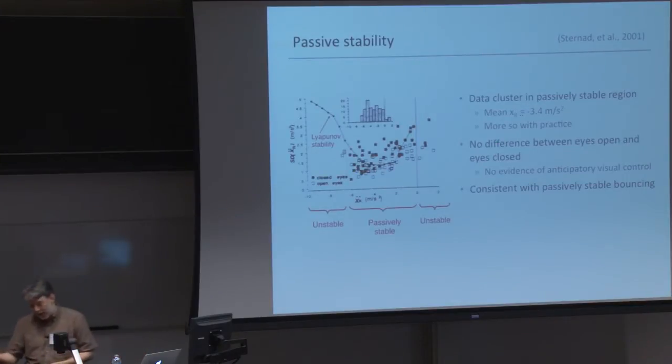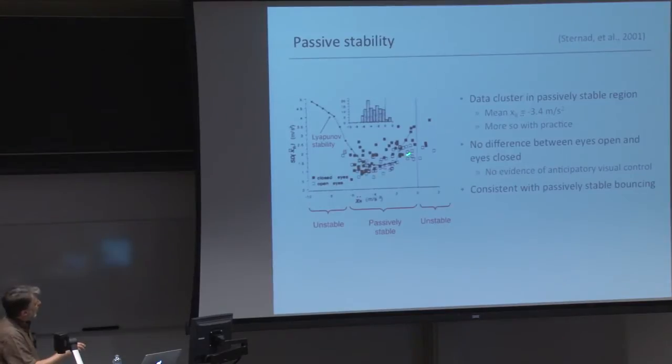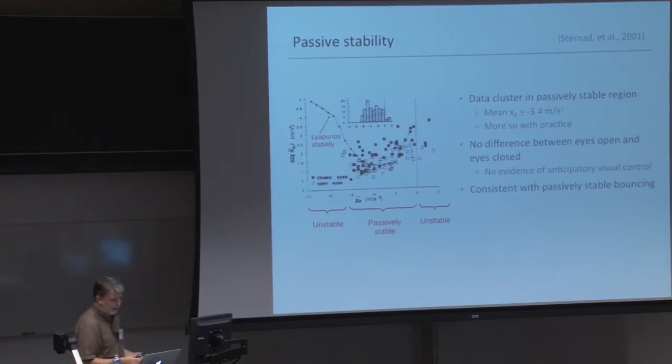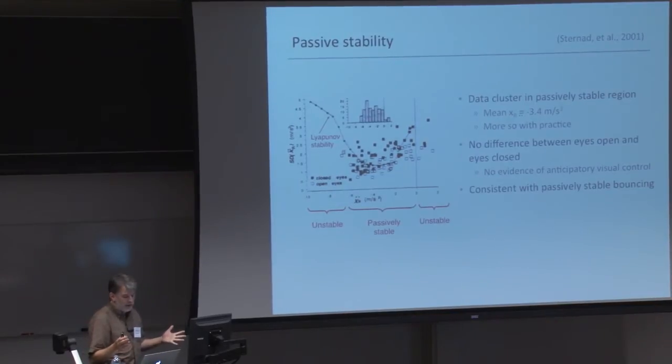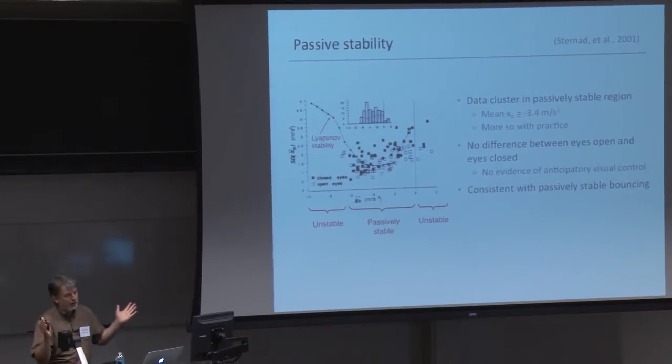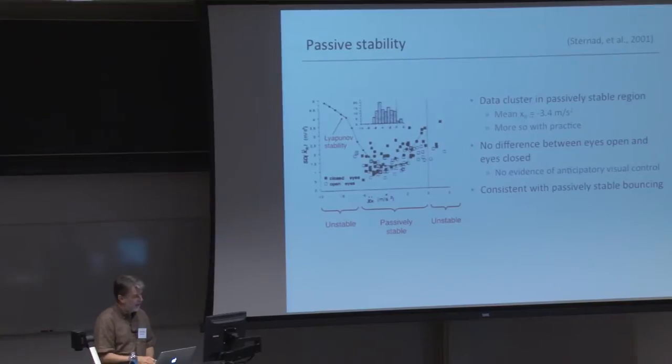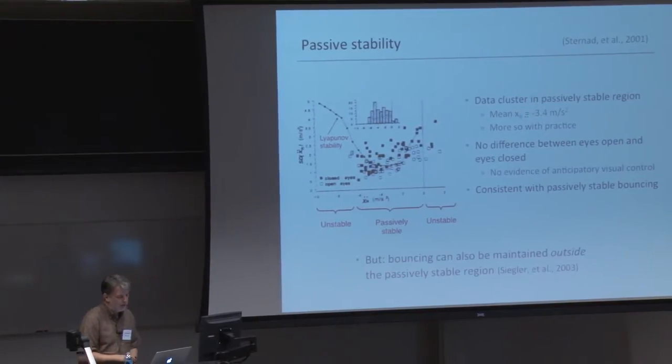People who are novice bouncers, right, actually begin in the positive region, and with more practice, they move into the negative region. So they find this solution. And this is consistent with this idea that we just bounce passively all the time, right? We don't really need to apply any perceptual control.